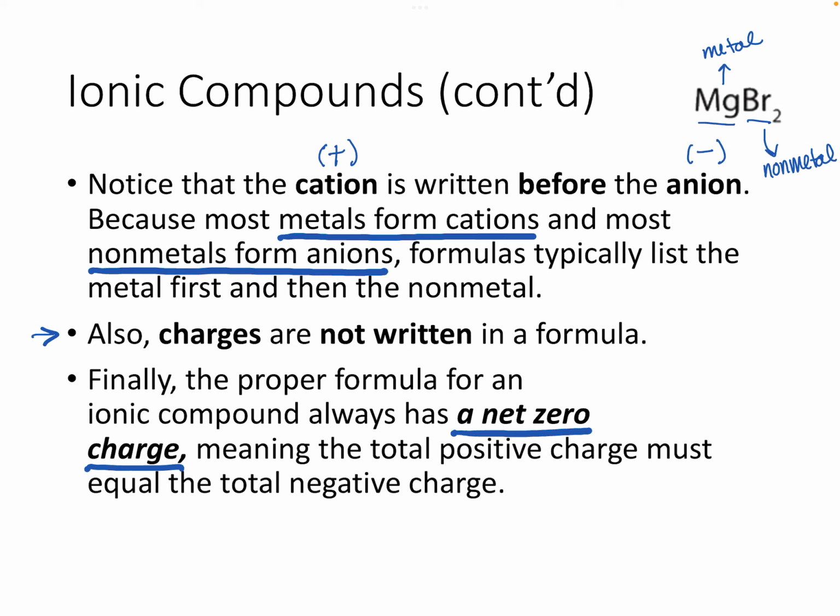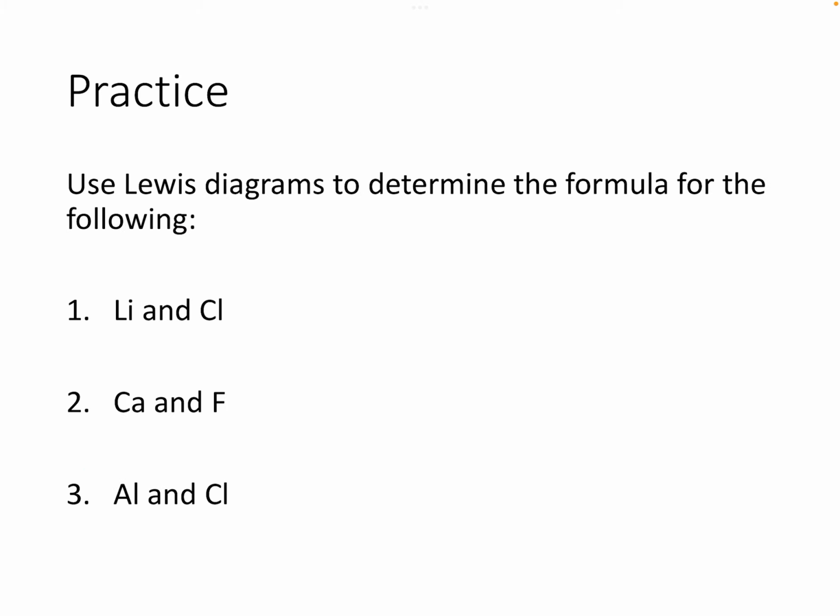Okay, so knowing all of these rules for ionic compounds, let's do some practice. Use the Lewis diagrams to determine the formula for the following. The first example is lithium and chlorine. The second example is calcium and fluorine. And the third example is aluminum and chlorine. So let's do the first one together, and then I'll have you try the other two on your own.